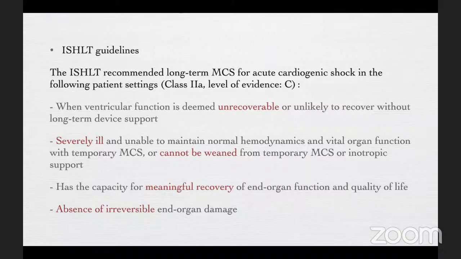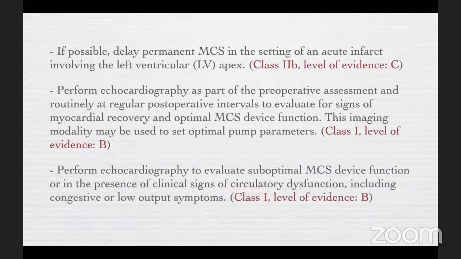Additional recommendations include, if possible, delay a permanent mechanical circulatory support in the setting of an acute infarct involving the left ventricle apex. It's class 2B. Perform echo as part of the pre-operative assessment and routinely at the regular post-operative interval to evaluate for signs of myocardial recovery and optimal mechanical circulatory support device function. This imaging modality may be used to set optimal pump parameters, and it's class 1.